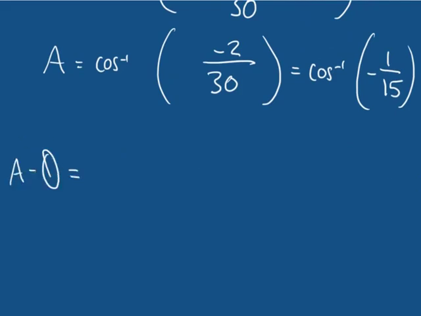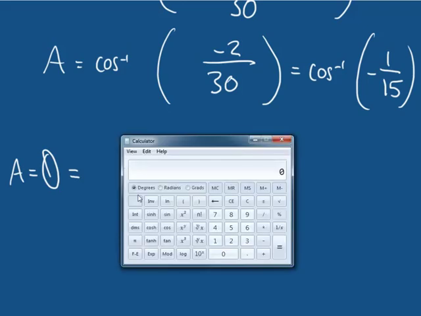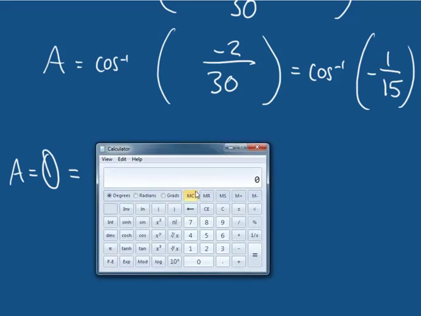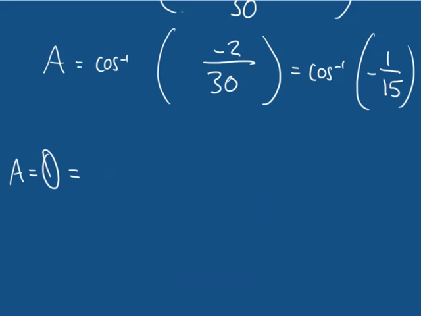So A is equal to theta, which is equal to, if I bring a calculator up, I am working in degrees, so I'm going to take minus 1 divided by 15, so that's our ratio there, and I want to work out the inverse cosine of that ratio. That's telling us that our angle is approximately 93.8 degrees. So our angle theta is approximately equal to 93.8 degrees.